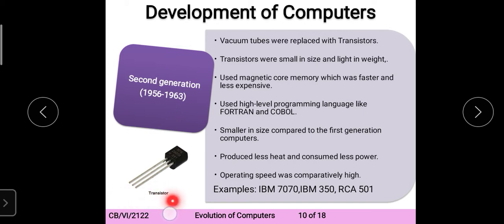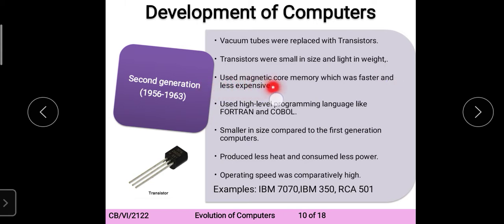It used transistors. Vacuum tubes were replaced with transistors. You can see the image of it here. Many more images are also given in your textbook, so you can refer to them. Remember, in comparison to the vacuum tube, transistors were small in size and light in weight.